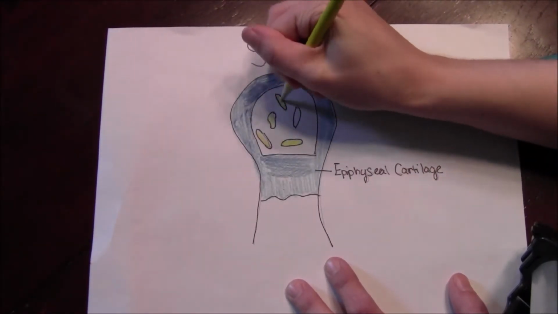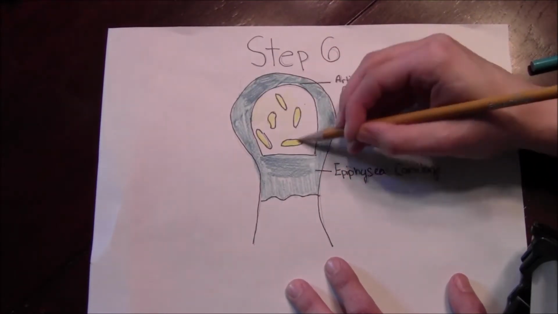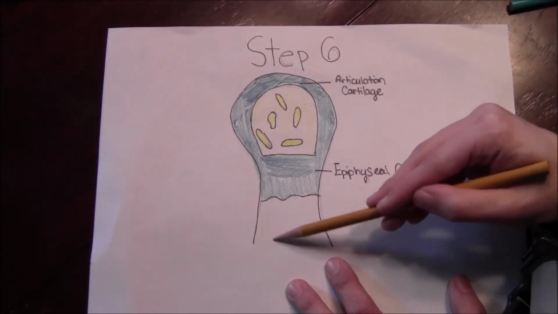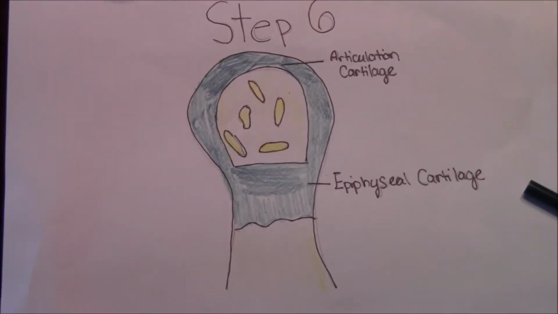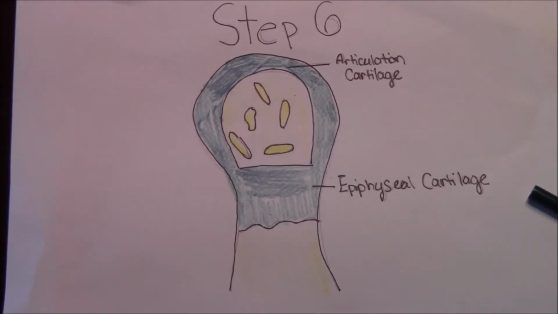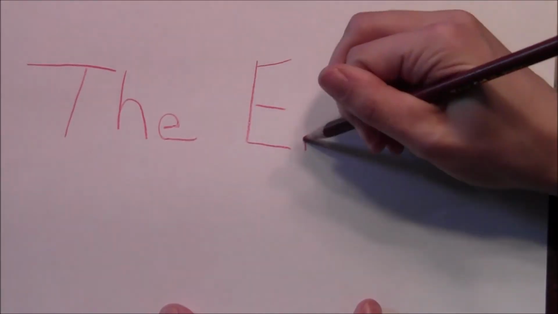The cartilage at the metaphysis that has not been replaced by bone is called epiphyseal cartilage. Over time, when the bone is fully grown, this cartilage will become the epiphyseal plate. And that's the process of endochondral ossification.